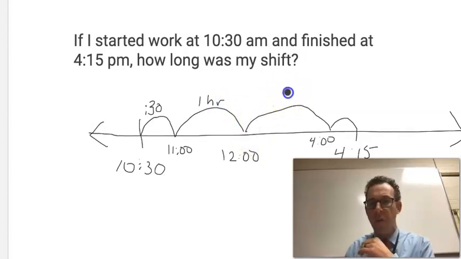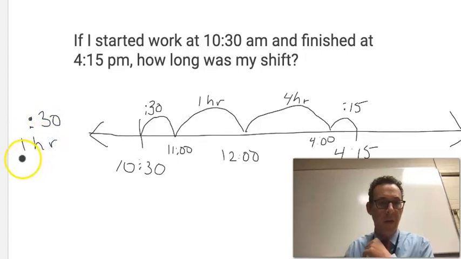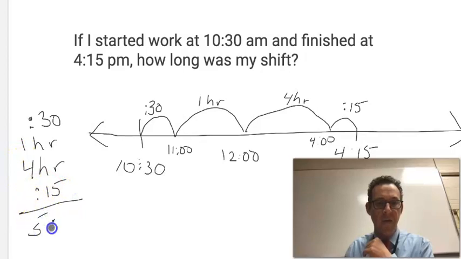From 12 o'clock to 4 o'clock is another 4 hours. And to get from 4 o'clock to 4:15 is just another 15 minutes. To find out how long it was from 10:30 to 4:15, I just add up all my jumps. 30 minutes, 1 hour, 4 hours, and then another 15 minutes. And altogether I have 5 hours and 45 minutes.